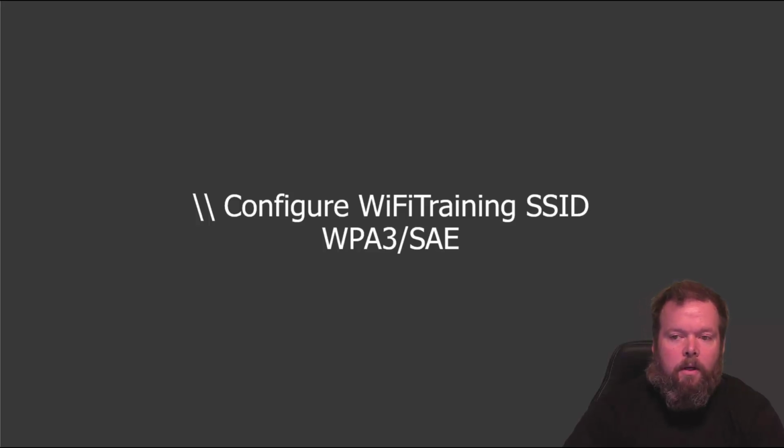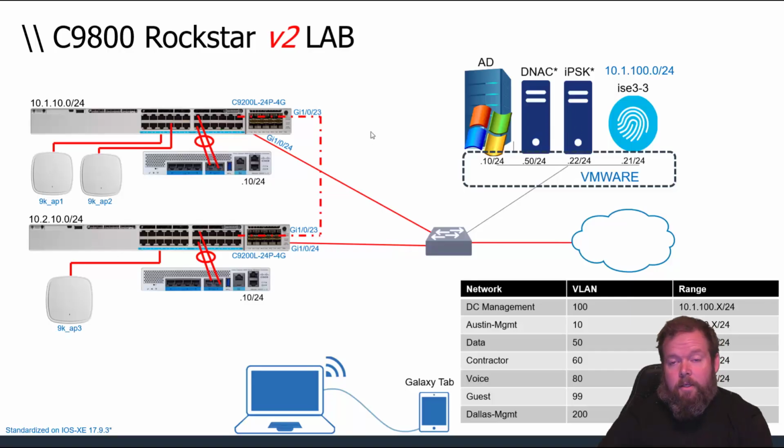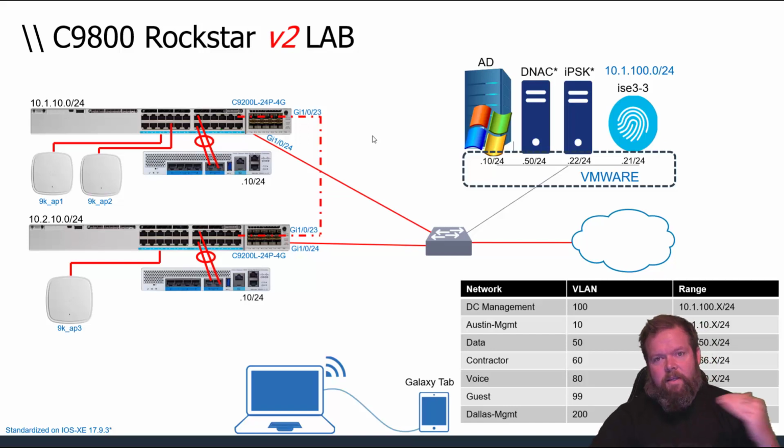All right. So in this lesson, we've got our 9800 controller built. We've got our Wi-Fi 6 access points that are registered, but we don't have any WLANs or any policy profiles. So what we're going to start doing is rolling out some WLANs and policy profiles, and we're just going to take it step by step.